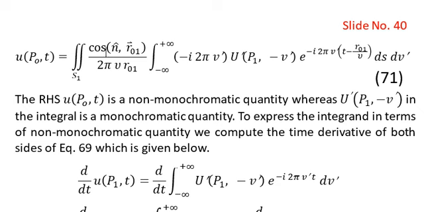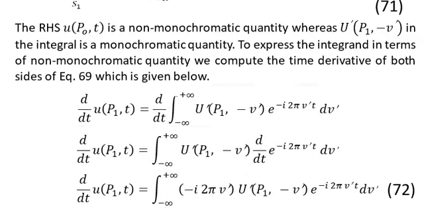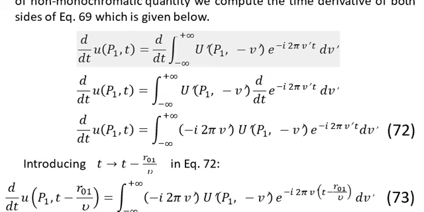To express the integrand in terms of the non-monochromatic quantity, we compute the time derivative of both sides of equation 69, which is given below. So you see that in equation 71, on the left hand side we have a non-monochromatic quantity, but on the right hand side we have a monochromatic quantity. So we want to replace this monochromatic quantity with non-monochromatic quantities at the point P1, so that we have a total relationship which depends only on the non-monochromatic quantities. So we are going to take the time derivative of equation number 69. Here we have shown equation number 69 and the time derivative of each. On the left hand side, u of p1 comma t, we have operated d over dt, and the integral has also been operated on by d over dt.